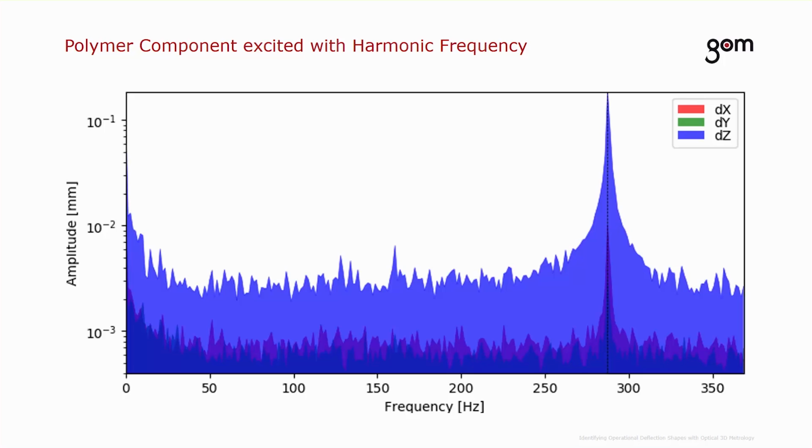The amplitudes at this resonant frequency are in the range of 1/10 of a millimeter, which also validates our measuring results that we have seen in the first slide with the RMS measuring report, where we had amplitudes in the range of plus minus 0.25 millimeters.